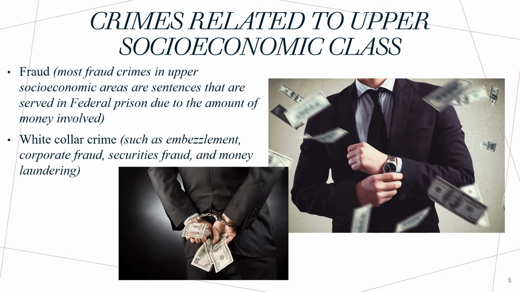In the following slides of the presentation, we will be discussing in detail crimes that are related to upper, middle, and lower class. Crimes related to upper socioeconomic class would be fraud and white-collar crime. Most fraud crimes in upper socioeconomic areas are served in federal prison due to the amount of money involved. White-collar crimes include embezzlement, corporate fraud, securities fraud, and money laundering.